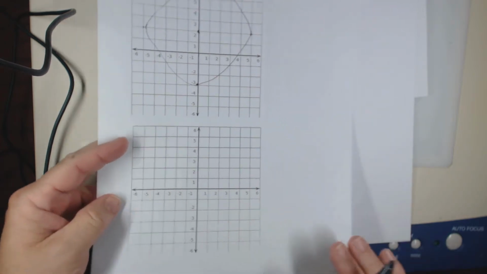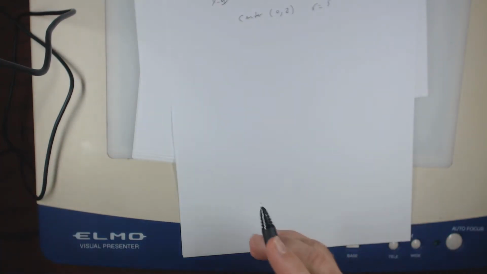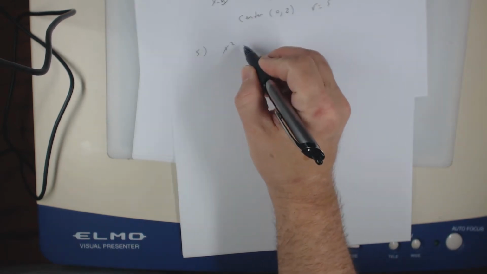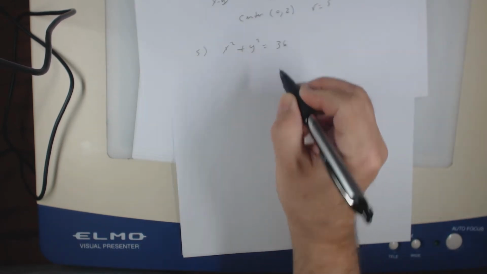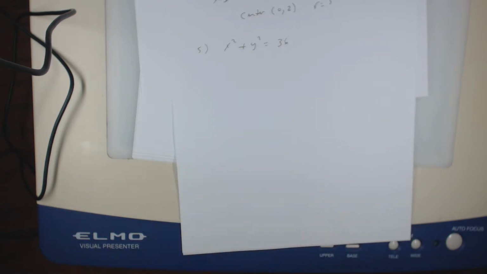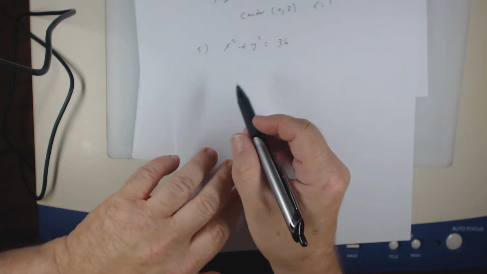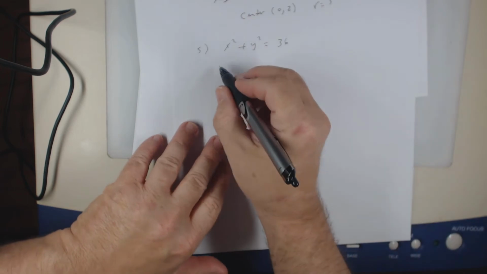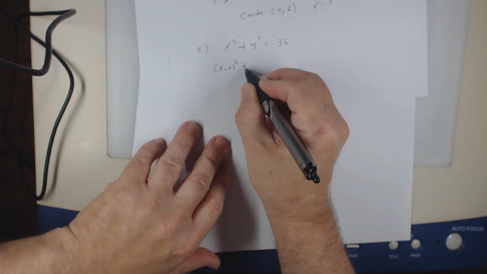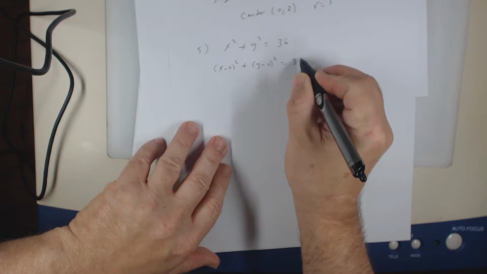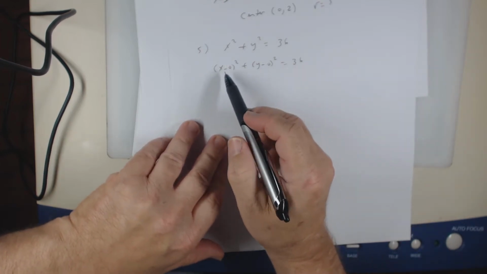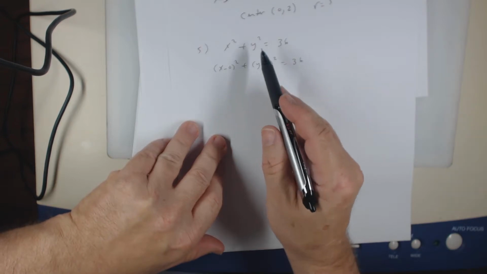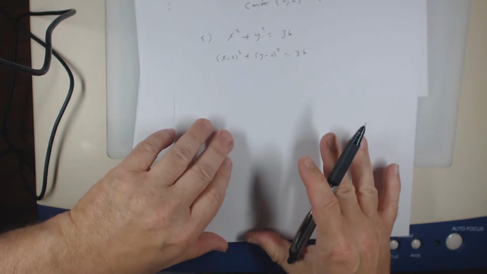All right, and then finally, suppose we had this. X squared plus y squared equals 36. All right, so the center is 0, 0, and 0, 0 is the origin, remember? So if you need to write it out as an x minus h and a y minus k, then go ahead and do that. This is x minus 0 squared plus y minus 0 squared equals 36. You've got to remember that x minus 0 is x, and y minus 0 is y.